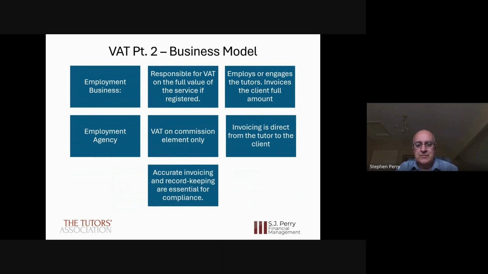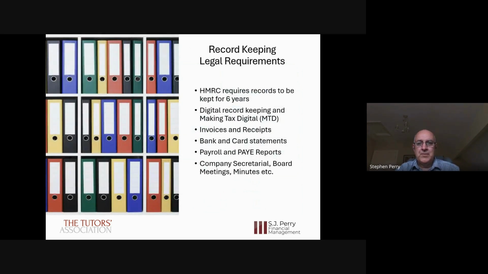If you're an agency, you're not engaging directly with the customer, but you are charging VAT on the commission element, and then the invoicing is direct from the tutor to the client. But we can talk more about business models at the end. They both require a level of accurate invoicing and record keeping for compliance purposes, keeping the distinction between the two very clear in your own minds. And then there are the tutoring platforms, particularly things like Tutor Country, that do a good job on the employment agency model, if that's the one that you're running.